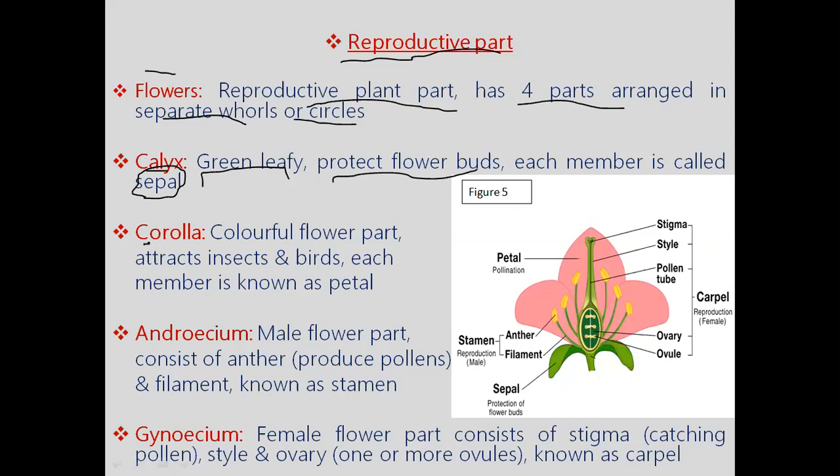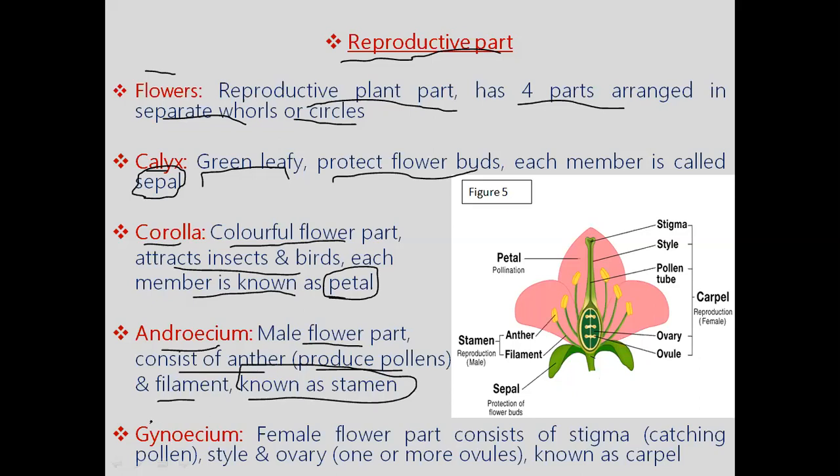The next circle is the corolla. The corolla is the colorful flower part, and due to its different beautiful colors, it attracts insects and birds, which helps in pollination. Each member in the corolla is known as a petal. The next one is the androecium. The androecium is the male flower part. It consists of the anther, which produces pollen, and the filament, and this is known as the stamen.